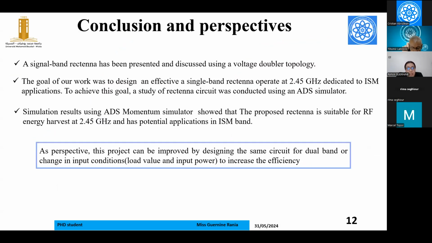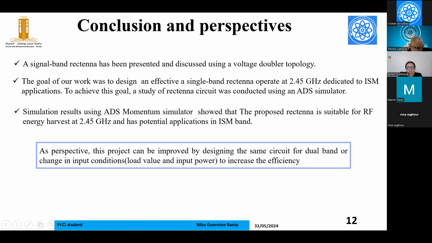As a conclusion, a single band Rectenna has been presented and discussed using the voltage doubler topology. The goal of our work was to design an effective single band Rectenna operating at 2.45 gigahertz and dedicated to ISM applications. To achieve this goal, a study of the Rectenna circuit was conducted using the ADS simulator. Simulation results showed that the proposed Rectenna is capable of harvesting energy at 2.45 gigahertz and has potential in ISM applications.